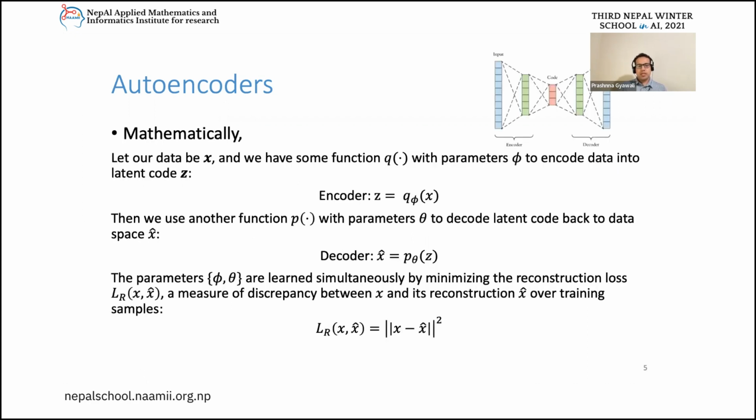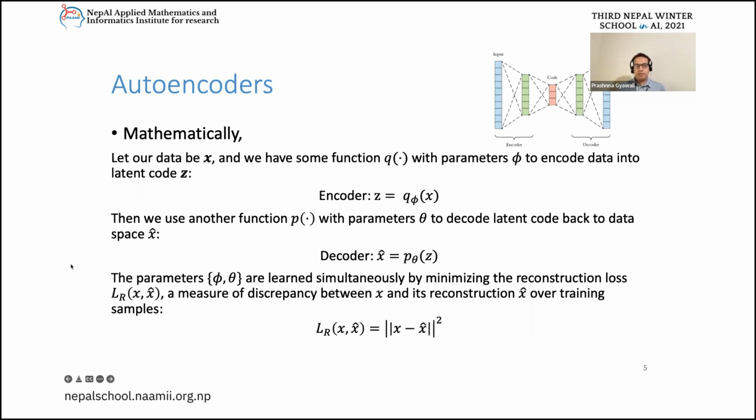Okay, now this introduction about autoencoders, if we have to represent it in some mathematical notation, then we can consider that our data set be X, and then with some function, let's say Q, which has parameters phi, we can encode it to some latent code Z. So our encoder is represented with this notation, that is Z equals Q of X. Similarly, we have another function P with the parameters theta to decode our latent code back to the data space X hat. So the expression of the decoder would be X hat equals P of Z.